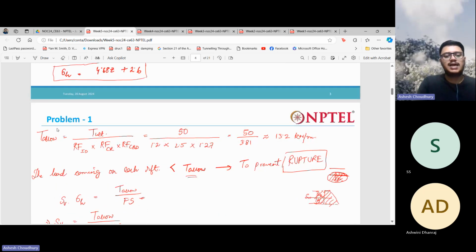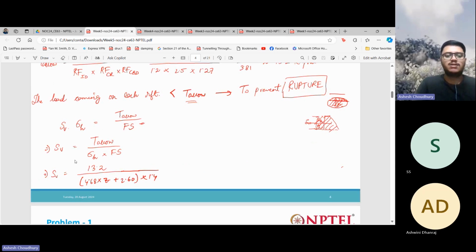Then we got the T allowable. T allowable is what? The ultimate tensile strength divided by the reduction factors. We get the allowable tensile strength. Okay, then the load coming on each reinforcement obviously should be less than the T allowable to prevent the rupture.